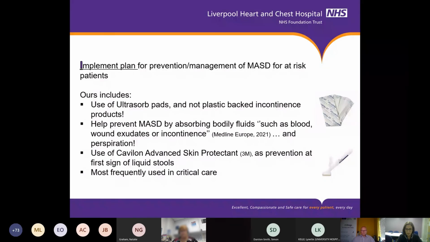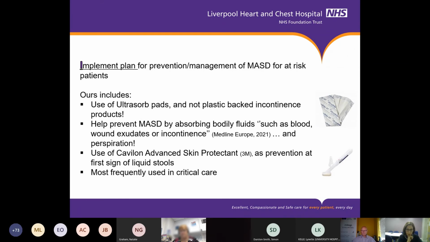The damage that they do is not seen. It's seen once it's too late. But there are some great videos to show the difference between those blue plastic backed sheets and products such as ultrasound pads, in terms of how they will manage that fluid and remove it away from the skin, so that the skin is actually then dry to touch.